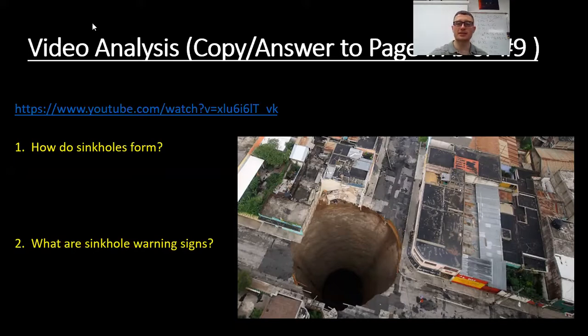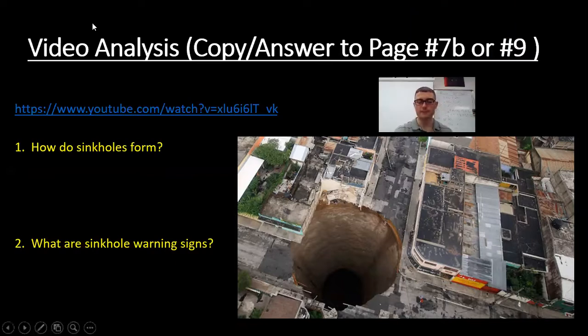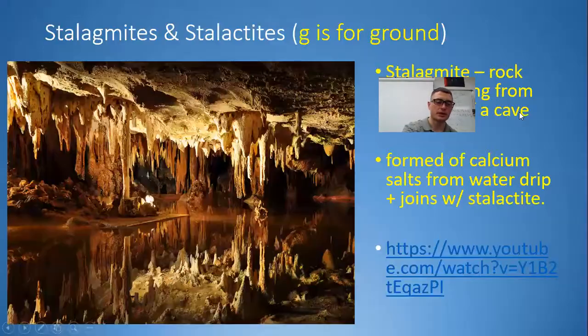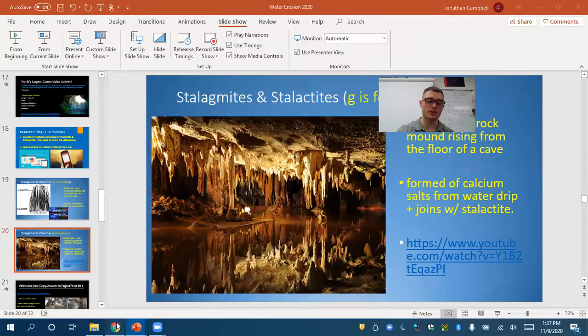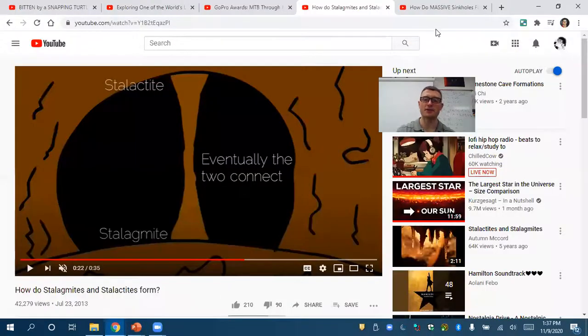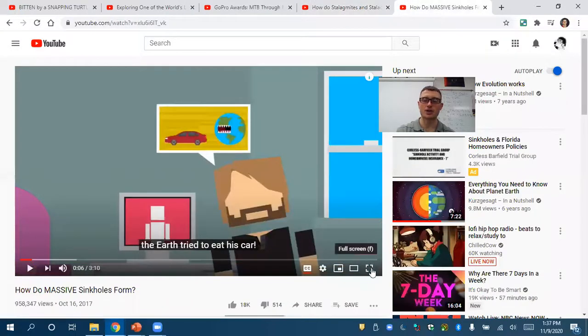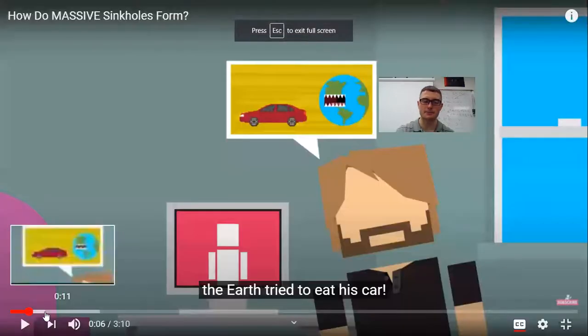I need you to write this down on page 9. How do sinkholes form, or 7B? How do sinkholes form, and what's super important, what are sinkhole warning signs? So if a sinkhole is happening around where you live, what should you look for? What are the warning signs? Let's go ahead and check out what those possibilities can be, what that information can be. Again, you got to watch all this on your own. Keep that in mind.